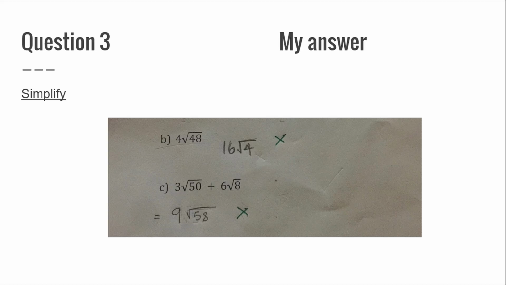Question 3, simplify. So these are the questions that I got wrong on my test. So question 1 is 4 square root of 48, and question 2 is 3 square root of 50 plus 6 square root of 8. First of all, I will solve question 1, which is 4 square root of 48. My answer is 16 square root of 4. I was off by one number. The actual answer was 16 square root of 3.